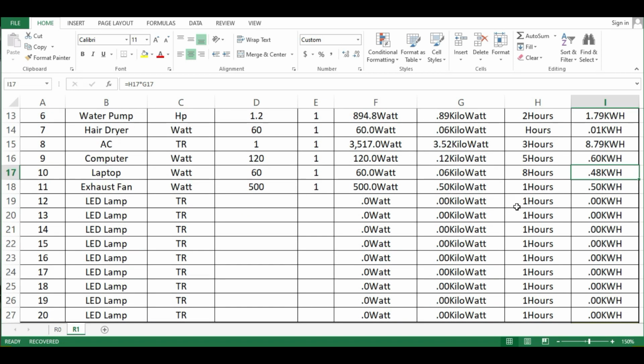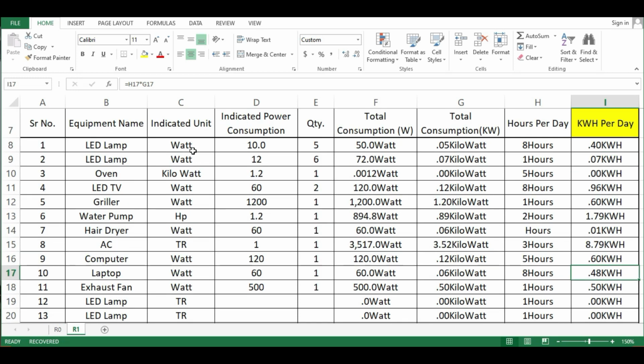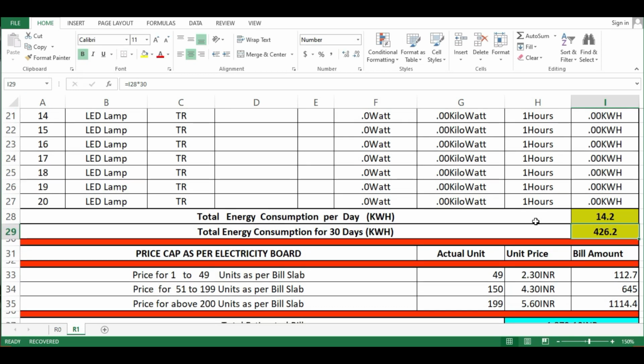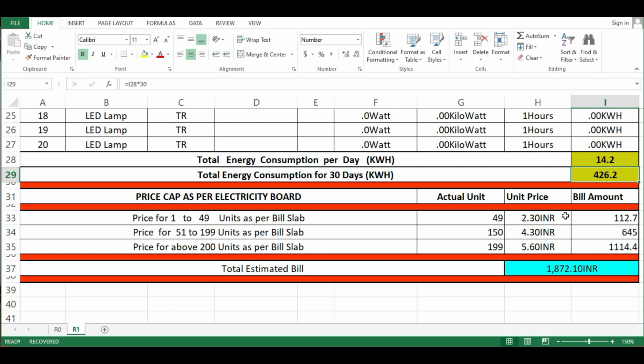Likewise, for the equipment you have in your home or any premises, fill up that equipment list, with the power consumption in tonnage or watt or kilowatt, as in this drop down list. Next, enter what power it consumes over here. Next, the quantity and what time you are using it for, what hour. Here automatically we get the total consumption per day, which comes to 14.2, and approximately if we multiply it by 30 days, it comes to 426.2. That is 426.2 units we are consuming in 1 month.